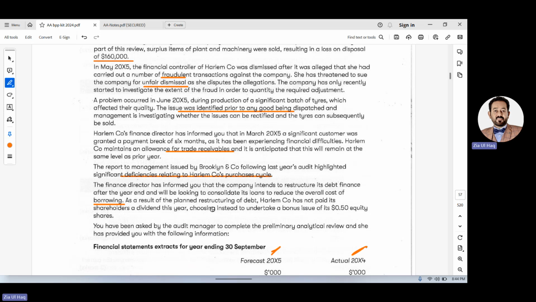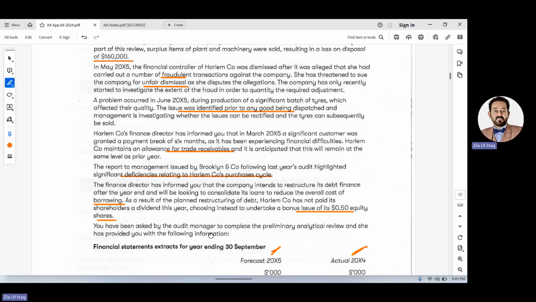As a result of the planned restructuring of debt, Harlan Company has not paid its shareholders a dividend this year. Not paying dividend is also a sign of cash flow issues. Choosing instead to undertake a bonus issue of 0.5 equity shares. Instead, you are issuing bonus. In case of bonus issue, you have to reflect this in share capital as well as in reserve. And if the company hasn't recorded the bonus issue to increase share capital or reduce the reserve, there are chances of manipulation in the financial statement.